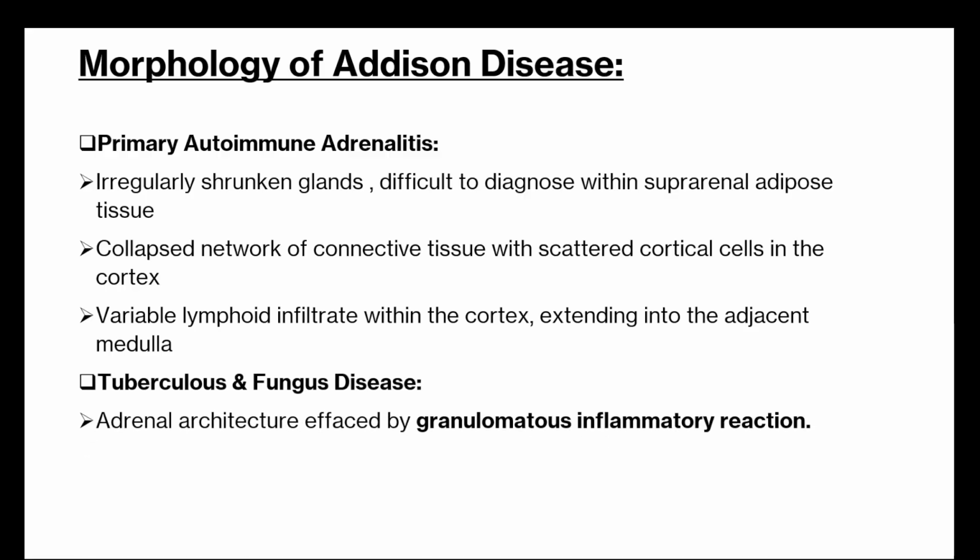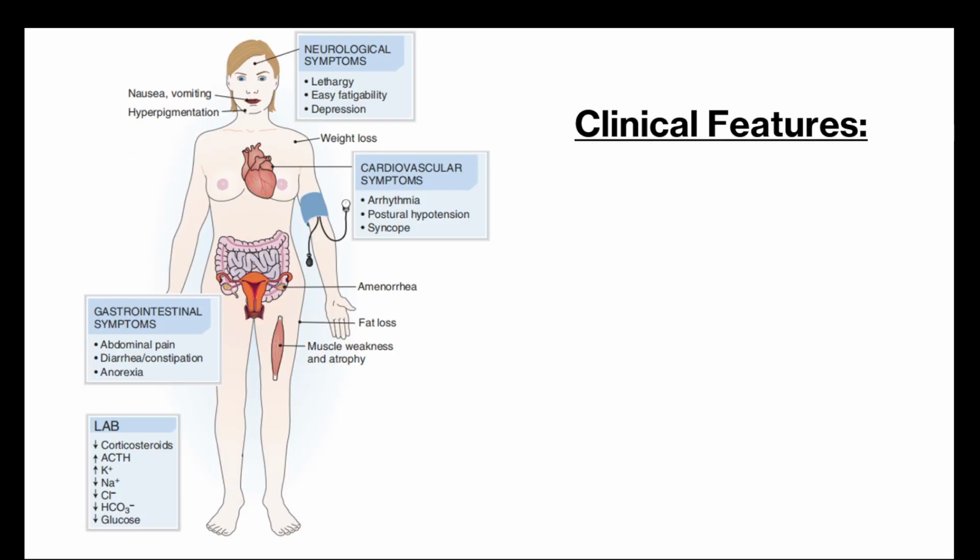And in tuberculosis and fungal disease, which result in Addison disease, we can appreciate that the adrenal architecture is effaced by granulomatous inflammatory reactions. And similarly, Addison disease due to metastatic carcinoma presents with an enlarged adrenal gland.